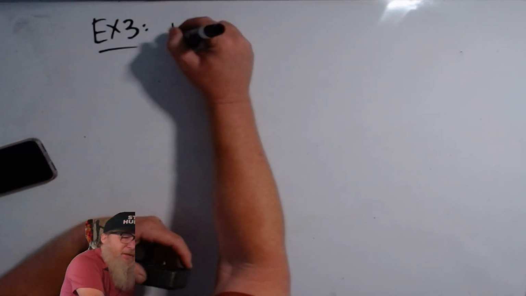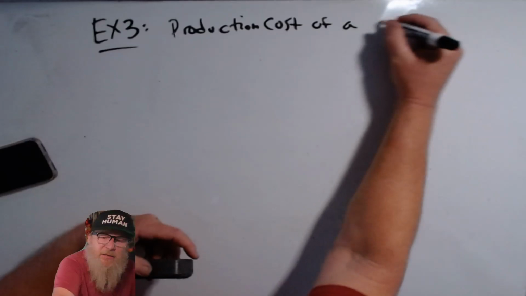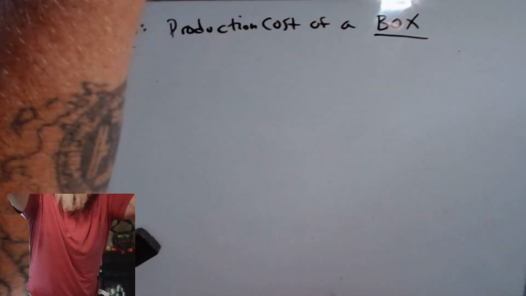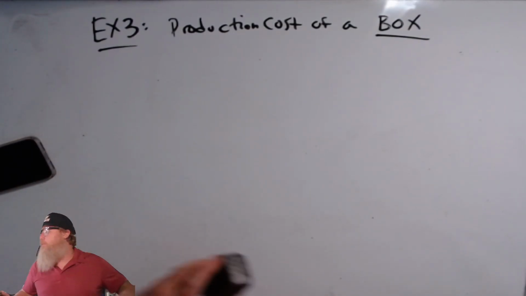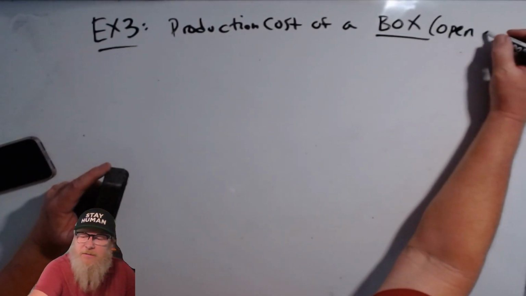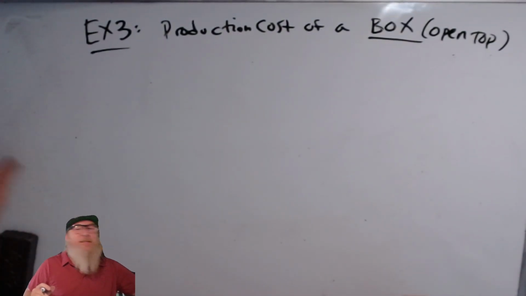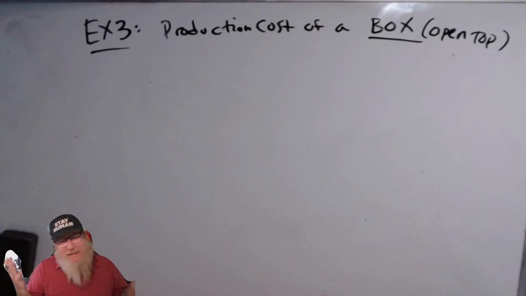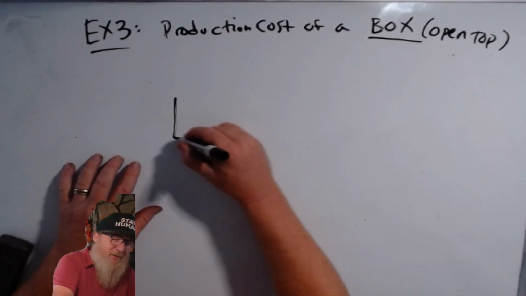Example 3, production cost of a box. Real simple geometric shape, a box. So we're going to produce a box, and it's an open top box. It turns out to include the top is essentially like making another box, right? It depends what type of box you're making, but this is an open top box. So it essentially looks like this.